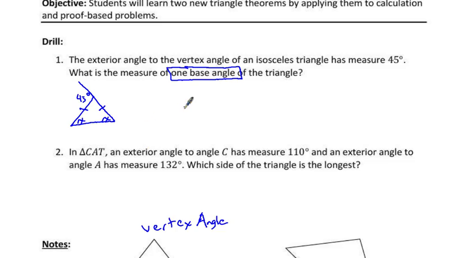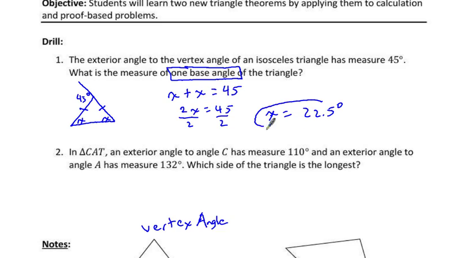And you might remember from last chapter, the exterior angle of a triangle equals the sum of the two opposite interior angles. So x plus x equals 45 degrees. When you add, you have 2x equal to 45 degrees. Divide both sides by 2, and x equals 22.5 degrees. That is the measure of one base angle.